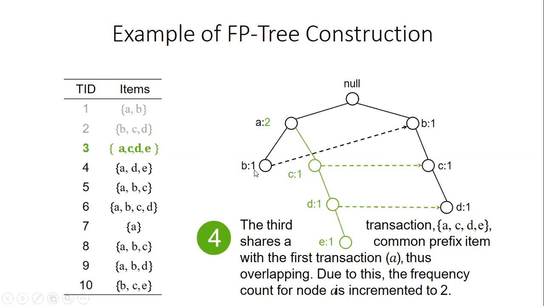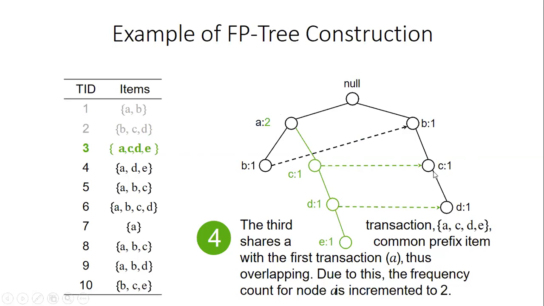But after A, we don't have B here. We have C. I cannot directly move here. D, E, I cannot do that because it is a separate transaction. So what I can do is create a sub branch of A. So A, C, D, E. I'll keep the count C1, D1, E1, but I'll connect that C, D with the single linked list.